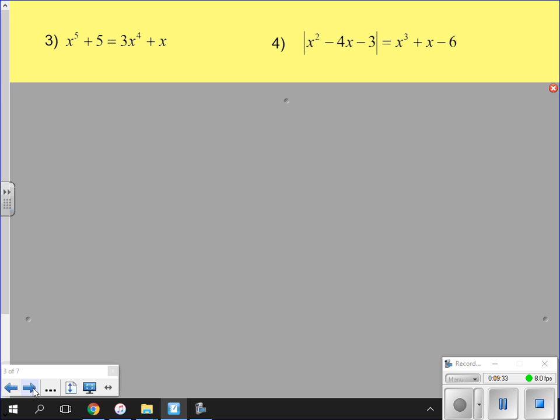Even if you move the x to the 5th over here and have a negative x to the 5th, or move it over here and make it positive, it does not matter. You will still get the same zeros. The graph will be inverted, but you will still get the same zeros. You don't really care about the graph here. You're just trying to find the zeros. Okay? Same thing on that one.